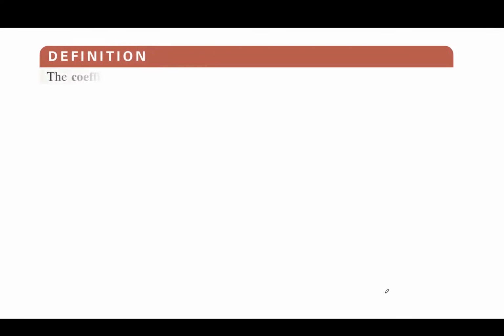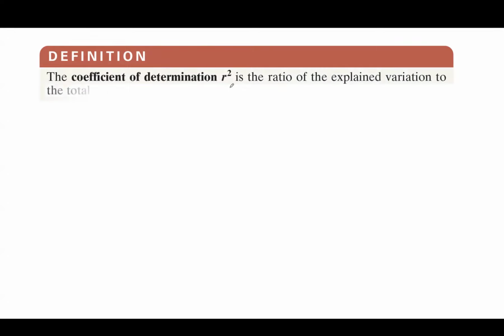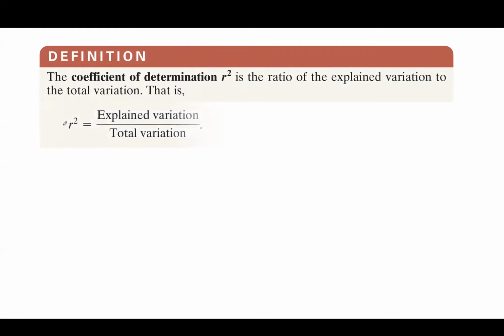So how do we use these definitions? We're going to introduce the coefficient of determination. The coefficient of determination, denoted by r squared, is the ratio of the explained variation to the total variation. We can formulate that this way. The coefficient of determination, or r squared, is the division between explained variation and total variation.